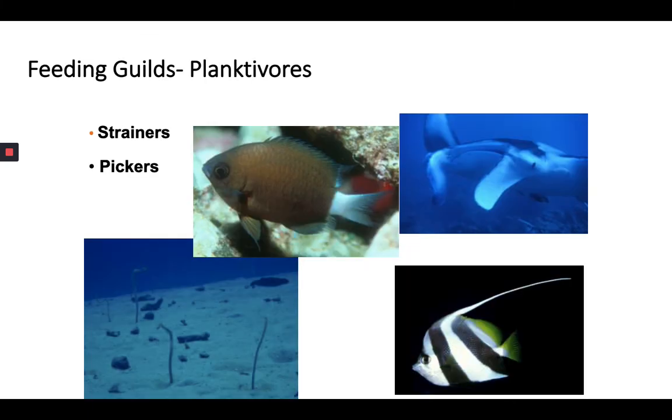These are planktivores, and there are different kinds of planktivores. There's strainers, such as the whale shark and the manta ray, which go through the water with their mouth open and strain out the plankton. And then there's pickers. These fish, like the damselfish with its upturned mouth and big eye. This is a pennant butterfly fish. And then these are garden eels. And these are all fish that pick plankton out of the water. So they don't swim around with their mouth open eating plankton. They just pick individual plankton out of the water.